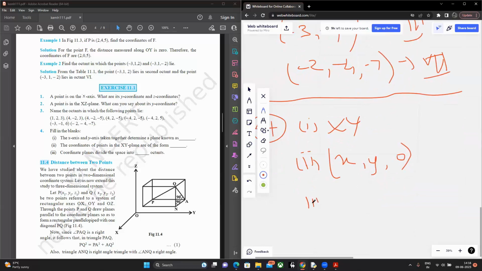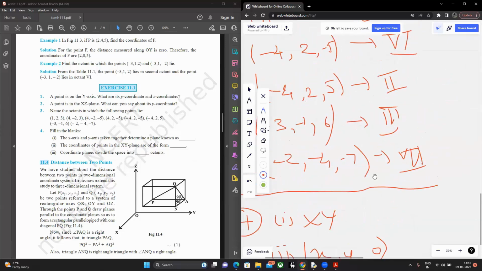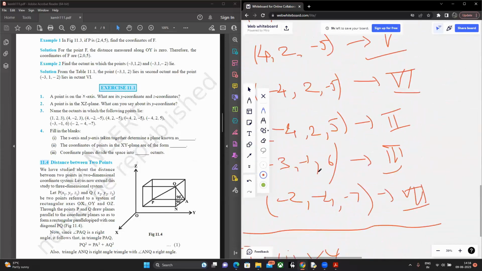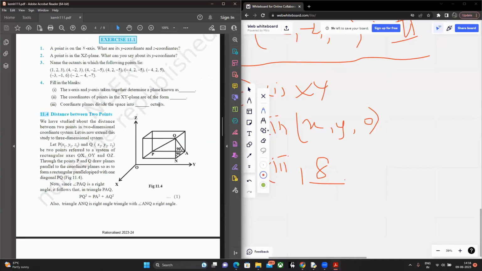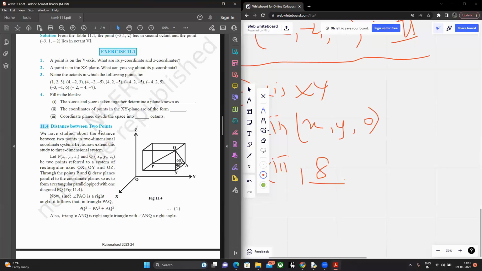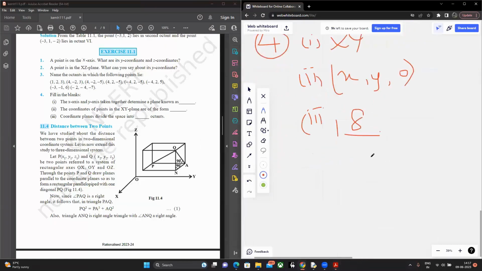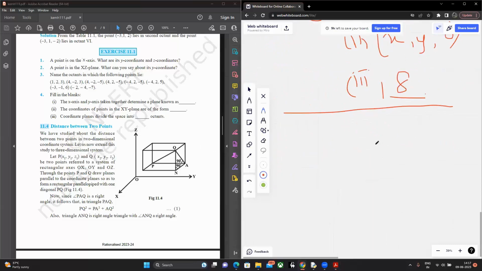And finally, the coordinate planes divide the space into dash octants. You already know it because you've just done it. You have 8 octants over here, and it's also in the name. Octant is basically 1/8 of a whole. So if you have something called an octant, you are going to have 8 octants of it to make the whole thing up. That finishes exercise 11.1.